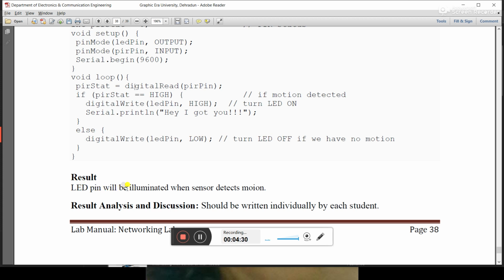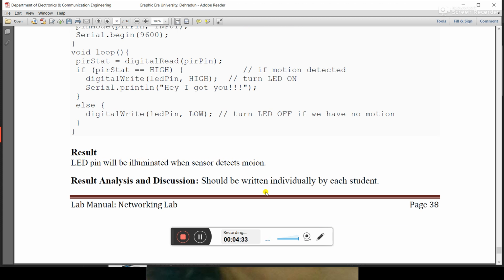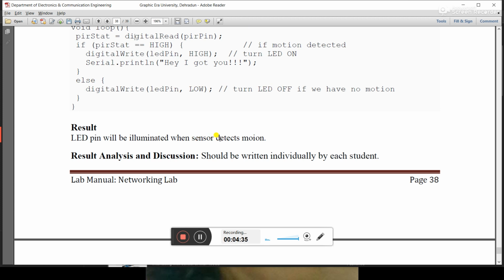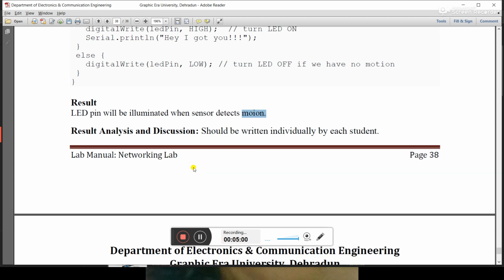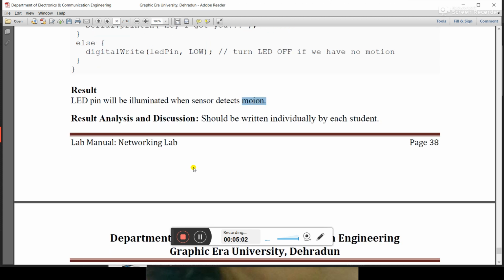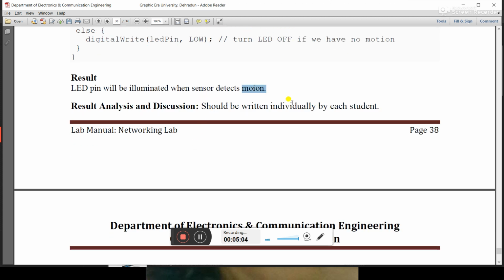The LED pin will be illuminated when the sensor detects motion. Basically it is a motion sensor, so it always detects motion. If you stay still and do not move, it may not detect your motion. That is a problem with this sensor, because if you have no movement and are still in some direction, it will not work. So movement is important in that case.